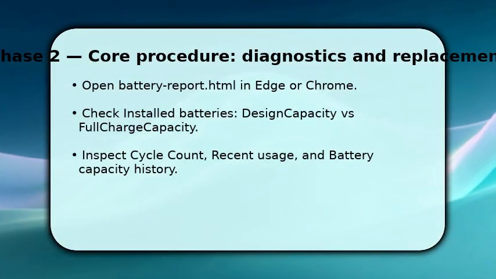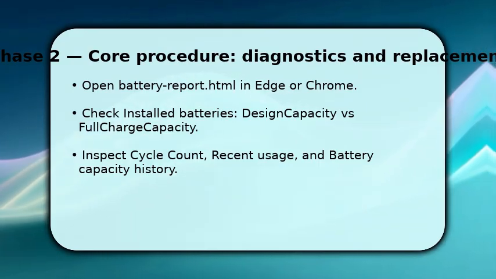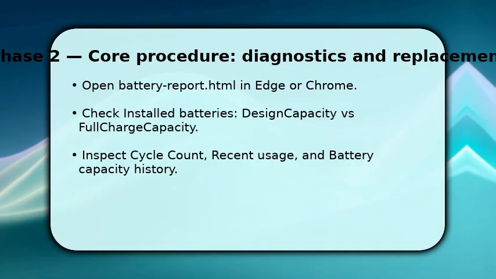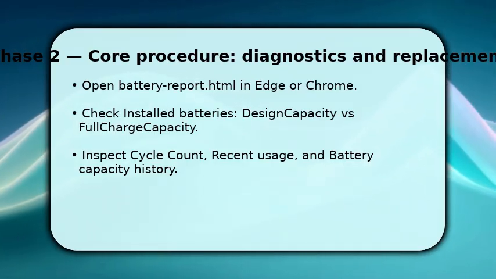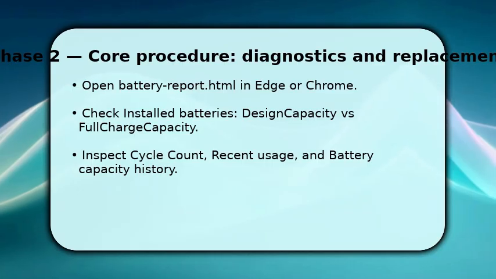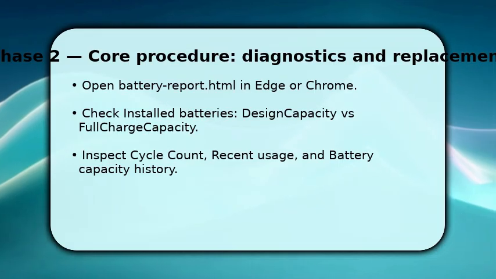You now open the saved battery report.html with your browser to interpret the numbers. Use Edge or Chrome for quick rendering. Read installed batteries. The key comparison is design capacity versus full charge capacity. That gap shows wear. Also check cycle count if listed, and the battery capacity history section to see trends.